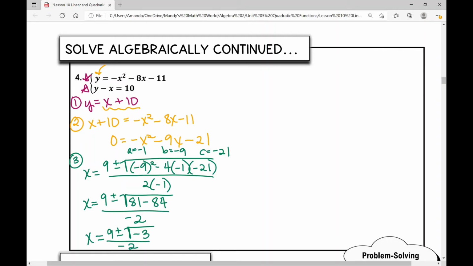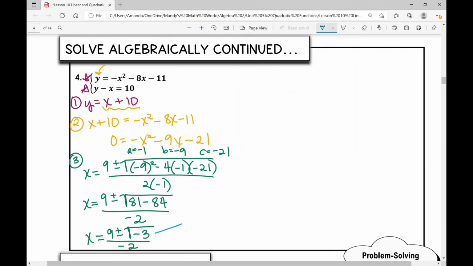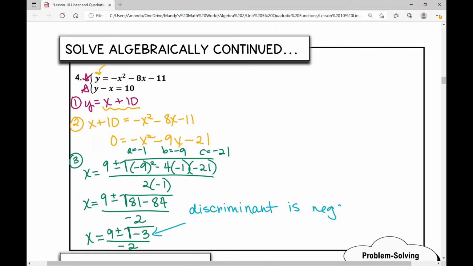In this particular case, we have a negative value as the discriminant right here. So what does that mean when you have a negative value as the discriminant? It means your solutions are imaginary. They're not real, which means in this case, do I have any real points of intersection? I do not. So this is one of those examples where the discriminant is negative. Therefore, there are 0 solutions to this system.